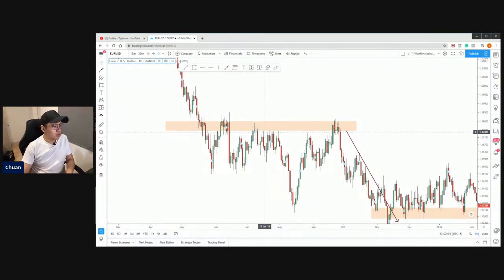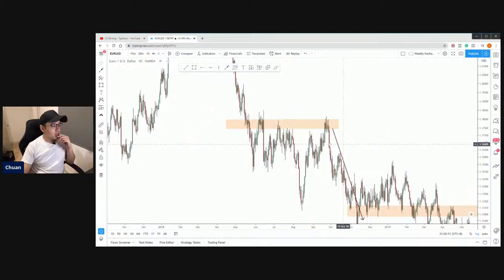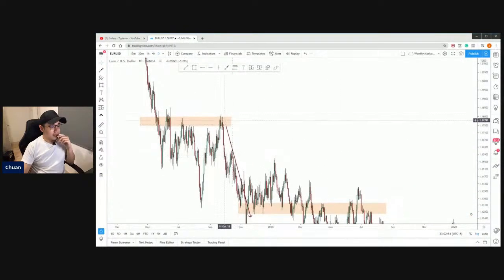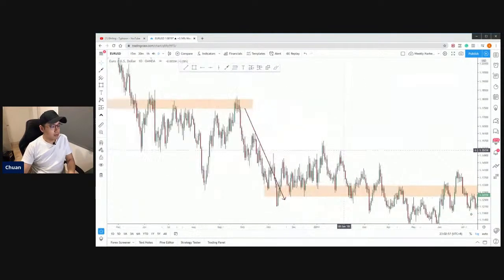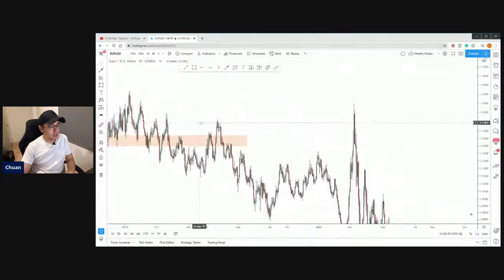We have 1, 2, 3, 4, 5, 6, 7, 8, 9, 10. We have about 10 times, meaning that this is a very important zone where the market will be respecting before the market is going to do an uptrend, or the market is going to go back to the downtrend. Meaning that if the market is retraced to this level, we can look for a sell trade. But in fact, the market didn't retrace much.